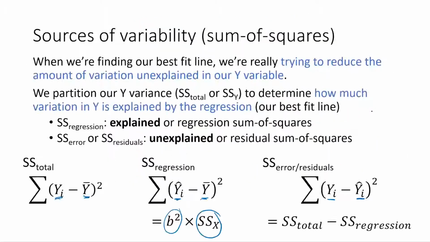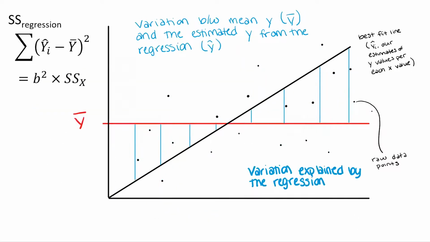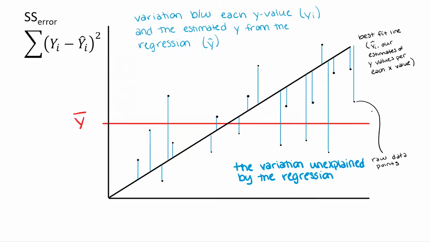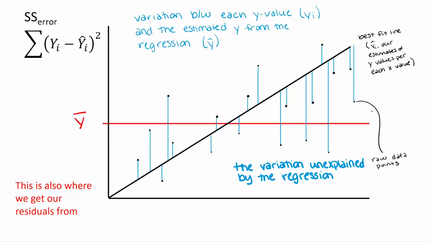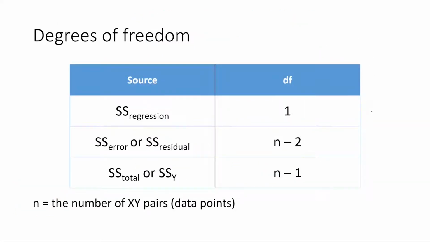So we've got each point to the mean, to our best fit line, and each point to our best fit line. And that's also where we get something called residuals from, which I'll explain in a little bit. But residuals, like that term residual, literally just means leftover variation. Just like with the ANOVA, each of our sum of squares has its own degrees of freedom. For the regression, it's 1. For error or residual, it's n minus 2. And for total, it's n minus 1.